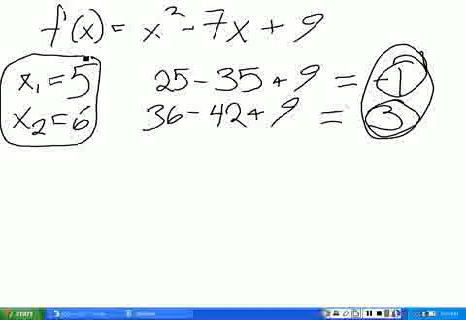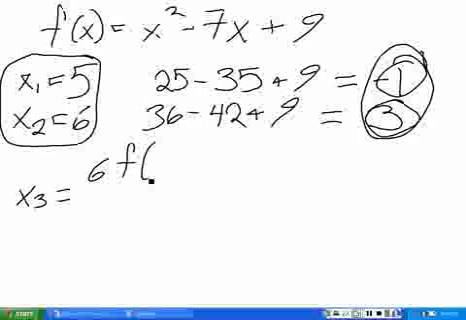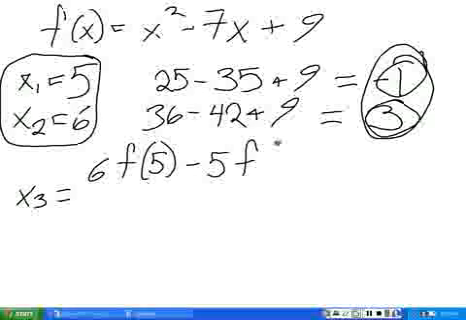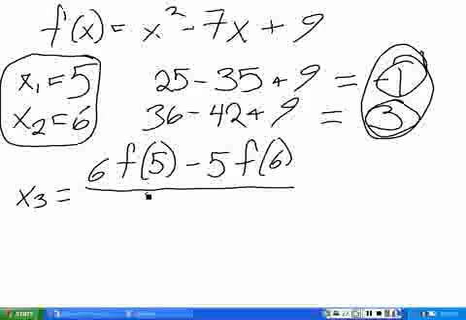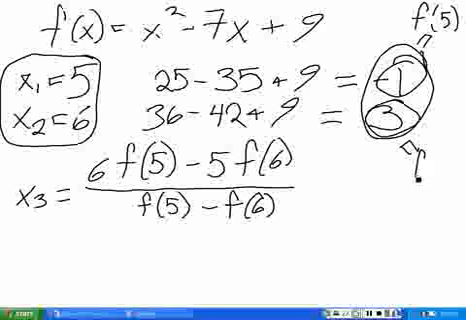Now, what the rule says is our guess, which is going to be x3, is going to be equal to x2, which is 6, times f of x1, which is 5, that's going to be minus 5 times f of 6. And this is going to be over f of 5 minus f of 6. So calculating f of 5 and f of 6 actually wasn't a waste of time. The negative 1 is f of 5, because we can actually use it at this point.